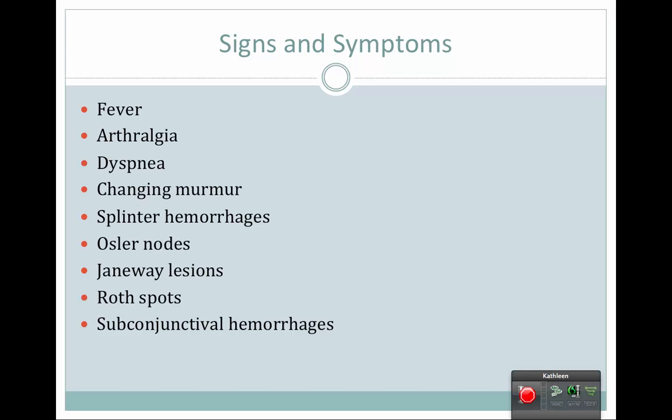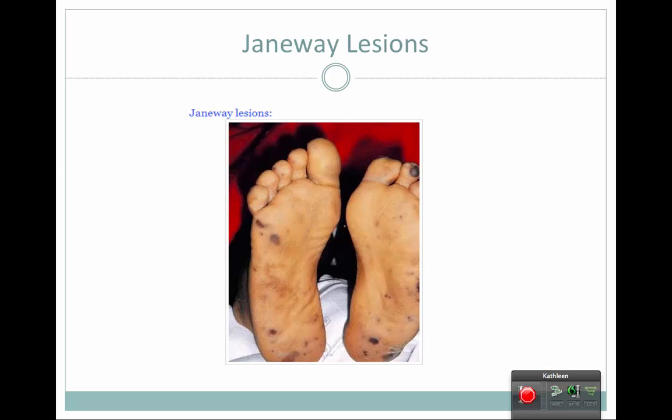Signs and symptoms are fever, arthralgia, dyspnea, changing murmur, splinter hemorrhages, Osler nodes, Janeway lesions, Roth spots, or subconjunctival hemorrhages in the eyes. These are Janeway lesions. They are small, painless, red, as you see, blue macular lesions, a few millimeters in diameter, that are found on the palms and soles in patients with subacute bacterial endocarditis.